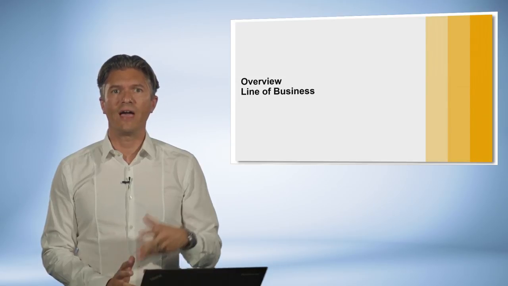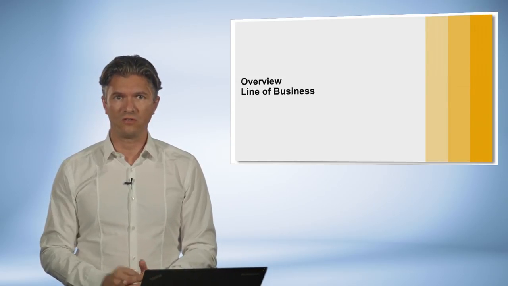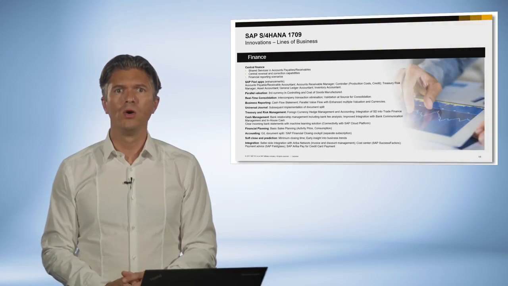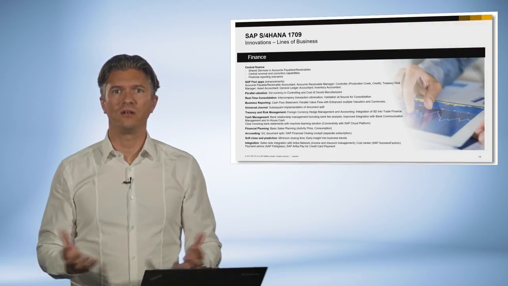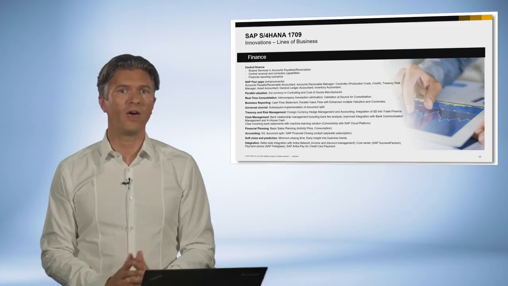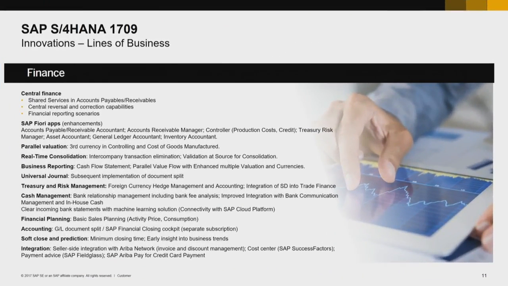Let's now get a glimpse of the highlights for the lines of business. We start with the line of business finance. Finance is the cornerstone of every business, and SAP S/4HANA 1709 is adding a lot to existing capabilities. I will highlight only 3 of them. You will find more.